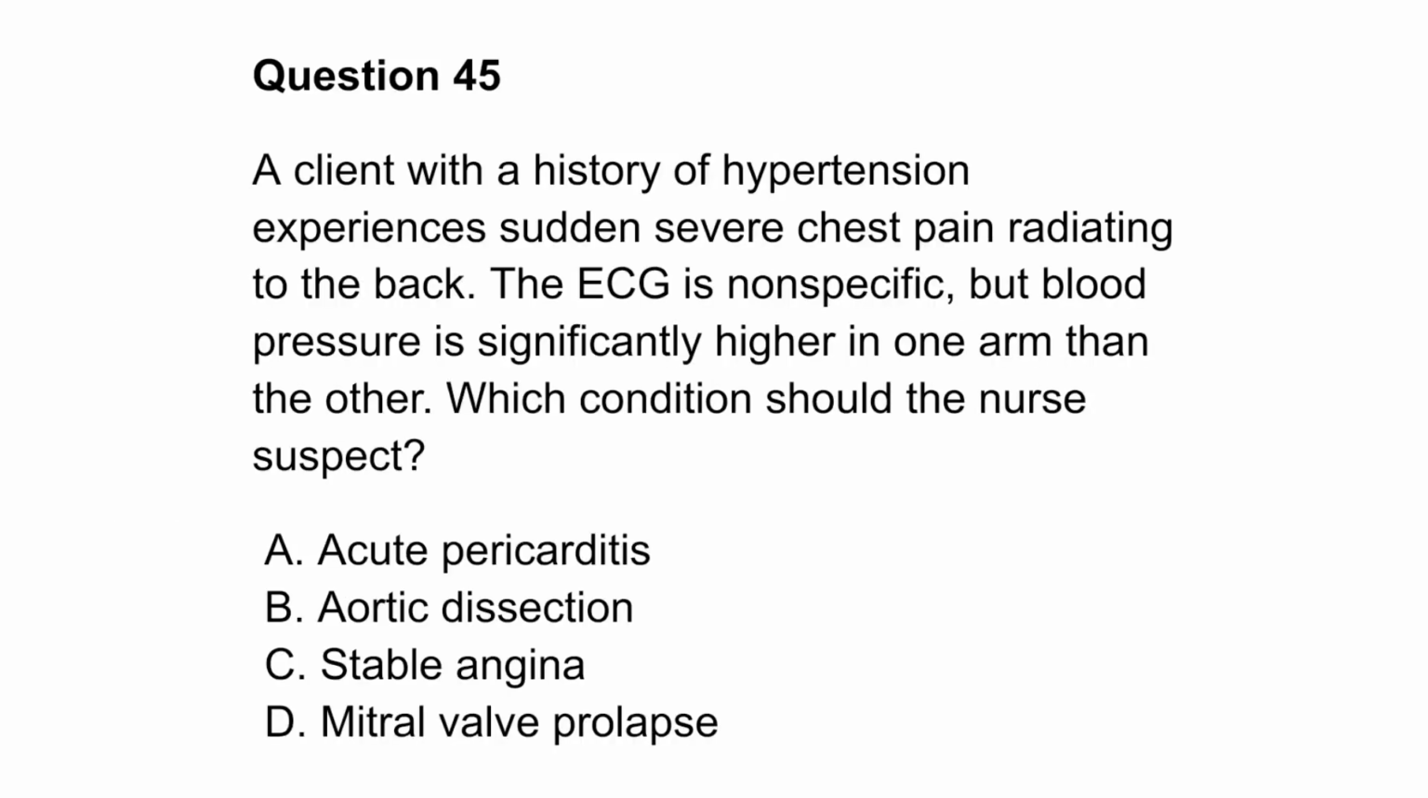Question 45. A client with a history of hypertension experiences sudden severe chest pain radiating to the back. The ECG is nonspecific, but blood pressure is significantly higher in one arm than the other. Which condition should the nurse suspect? A. Acute pericarditis. B. Aortic dissection. C. Stable angina. D. Mitral valve prolapse.